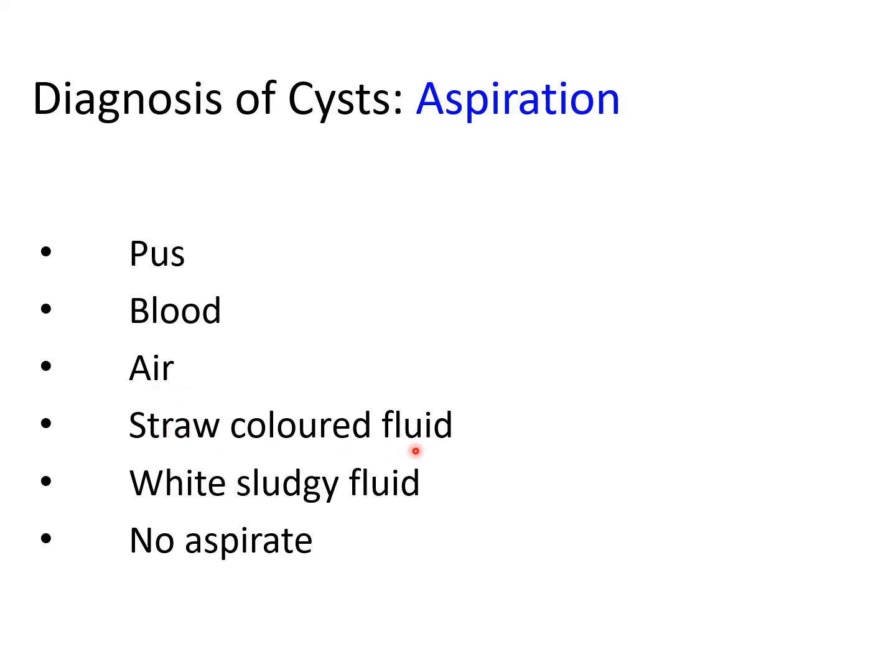A straw-colored fluid is usually aspirated with radicular cysts, while with the odontogenic keratosis, you might aspirate a thick white sludgy fluid. And finally, if you are unable to aspirate anything, or if the aspiration is negative, it might imply that the lesion is not cystic and may actually be a solid lesion like a tumor.